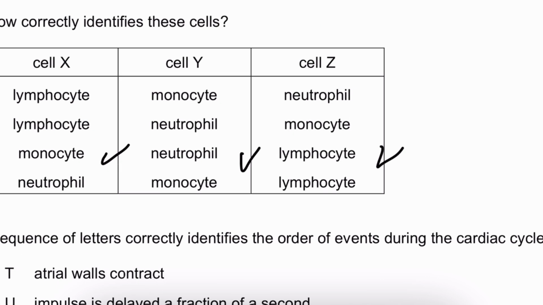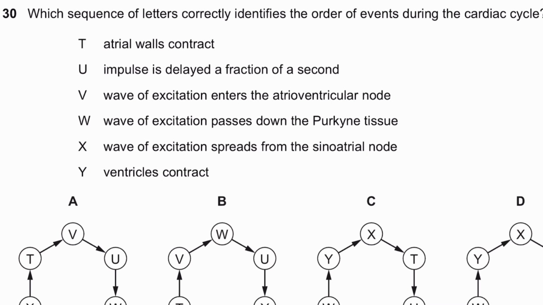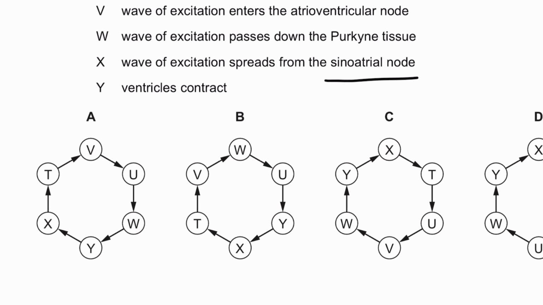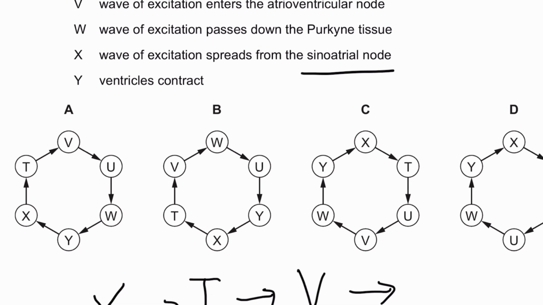Once the monocyte leaves the blood and goes into the tissue fluid, it's going to be called a macrophage. Which sequence of letters correctly identifies the order of events during the cardiac cycle? Atrial walls contract. Okay, so the first thing is going to be the sinoatrial node. The sinoatrial node is going to spread the wave of excitation, which is going to cause the atrial walls to contract, which is T, and it's going to reach the atrioventricular node, which is going to delay the impulse by a fraction of a second, which is U, and then it's going to be passed.